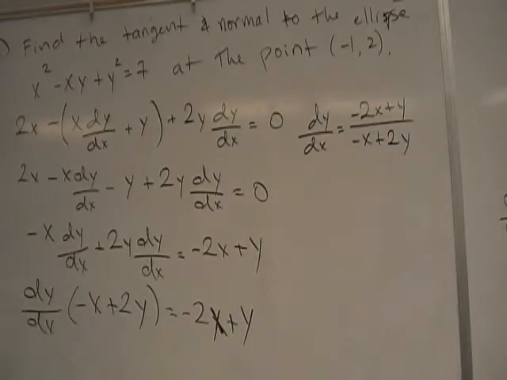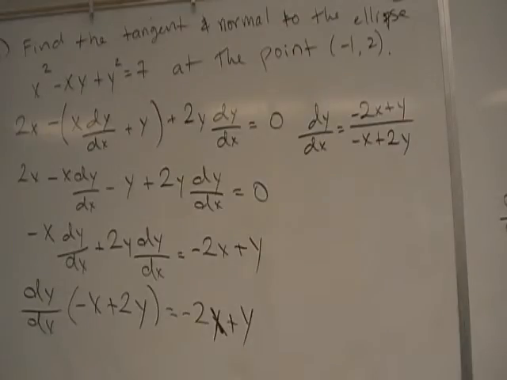Alright, so any questions so far? What do we do now? Yeah, Ricky? Can you make it 2x minus y over x minus 2y? You could. Wait, say it again? Could you make it equals 2x minus y over x minus 2y? 2x minus y over x minus 2y, yes.